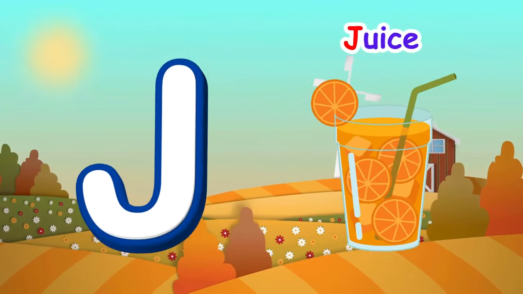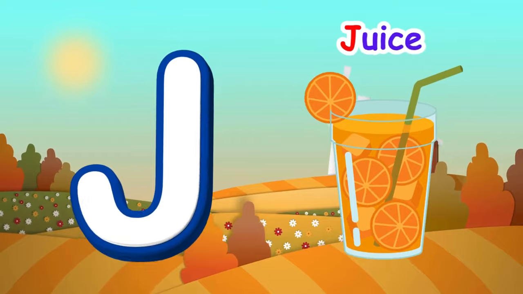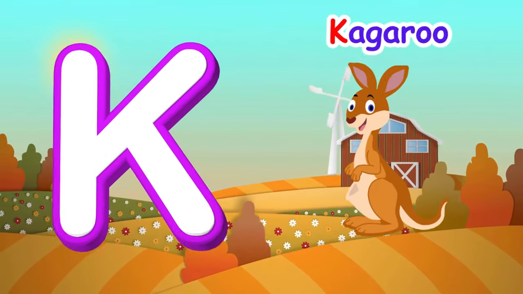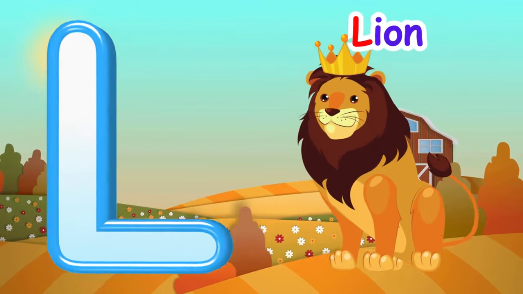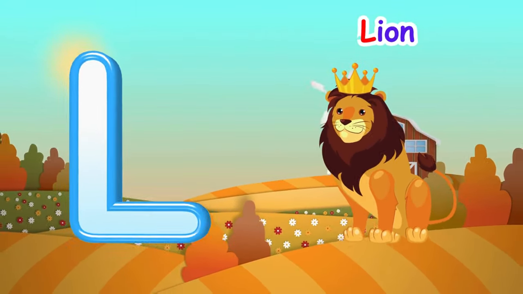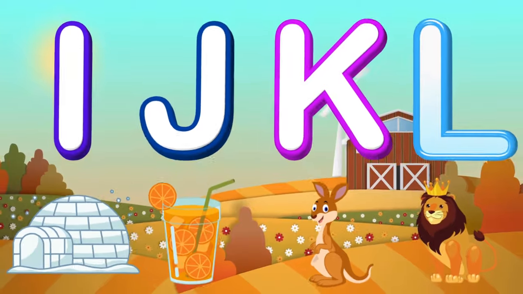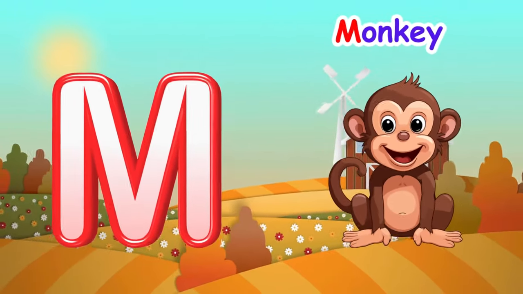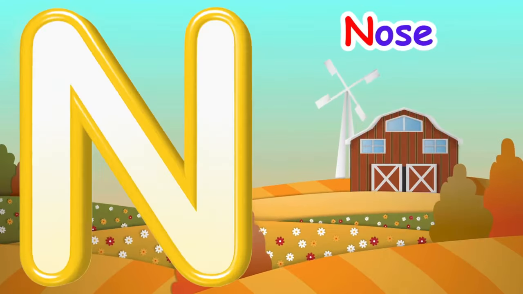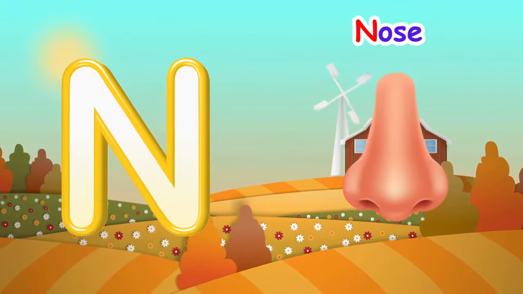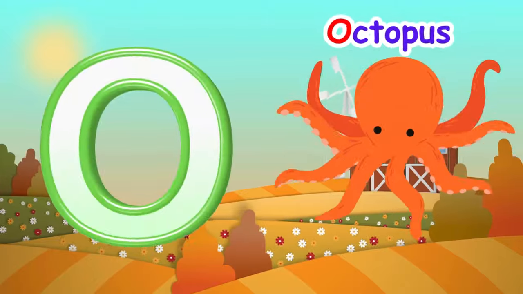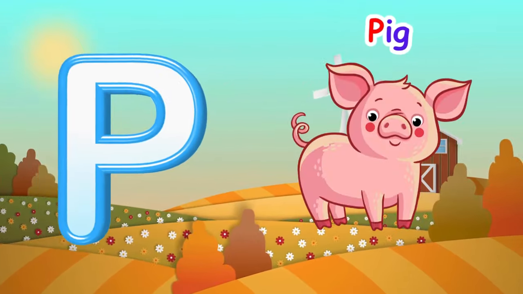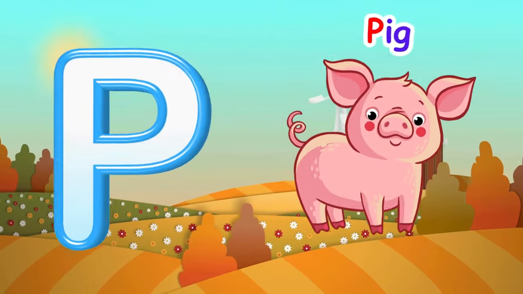J is for juice, juice. K is for kangaroo, kangaroo. L is for lion, lion. M is for monkey, monkey. N is for nose, nose. O is for octopus, o, octopus. P is for big, big.